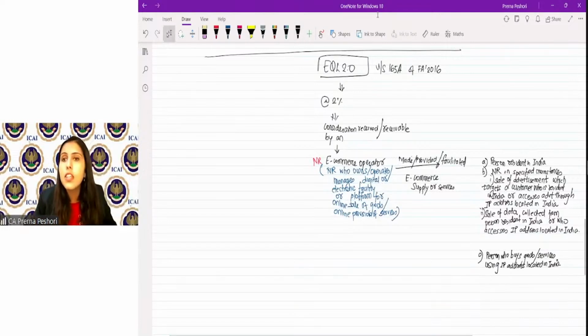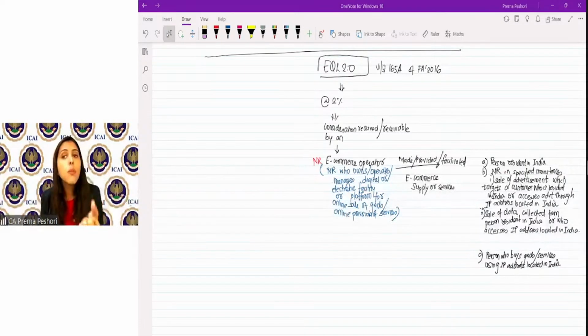Fine. So these are the three situations in which equalization levy will be applicable. Equalization levy 2.0. First one was a non-resident e-commerce operator providing or facilitating e-commerce supply or services to a person resident in India. Second is a non-resident in specified circumstances. So one non-resident e-commerce operator providing services to another non-resident. What services? Sale of advertisement, which targets the customer who is resident in India or accesses the advertisement through IP address located in India. What do we understand by that?